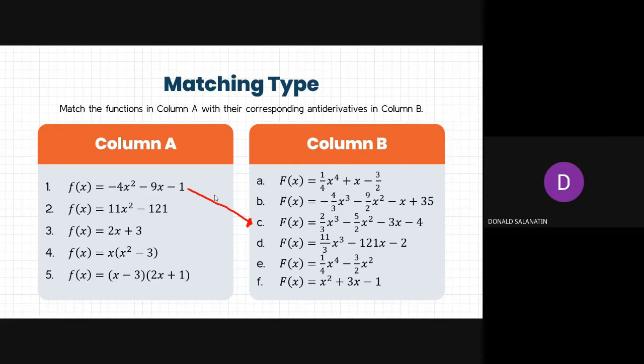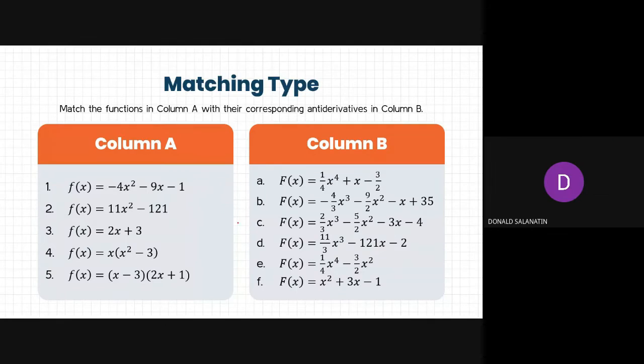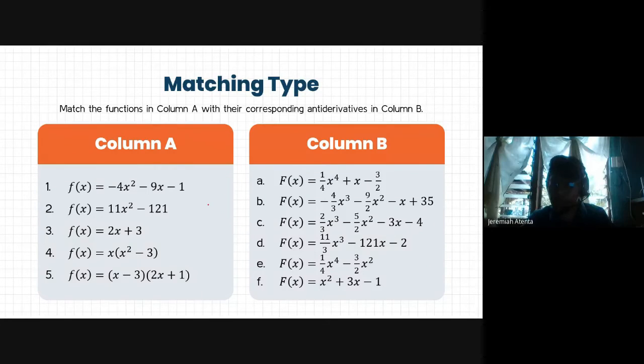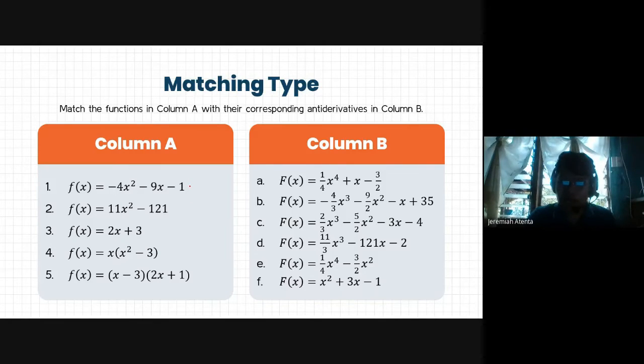Sir, try na ko, number one, sir. Okay, number 1. What will be your answer? Letter B, sir. Okay, boy. So therefore, 1 is to B. Now you check, you differentiate letter B.